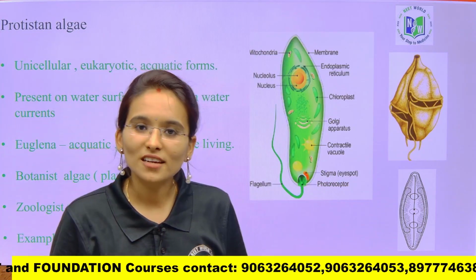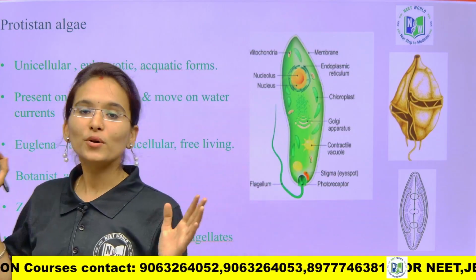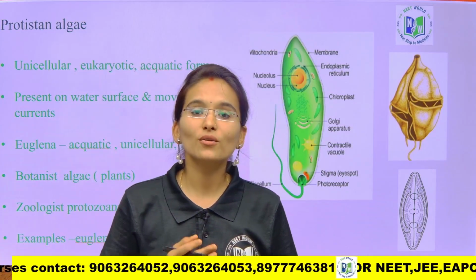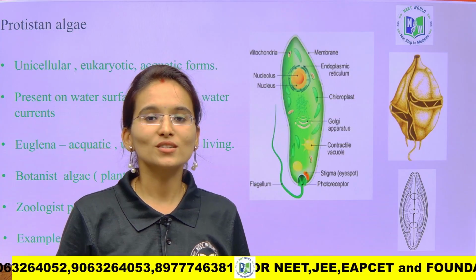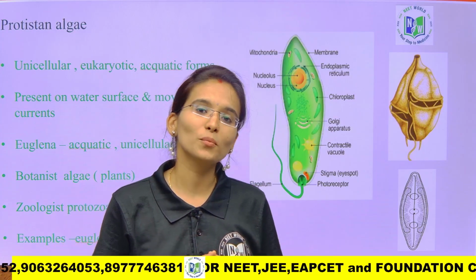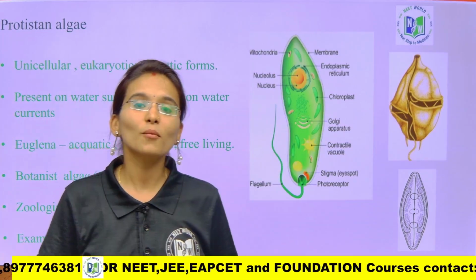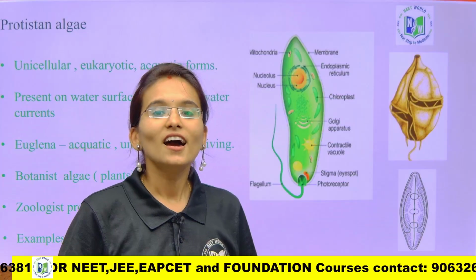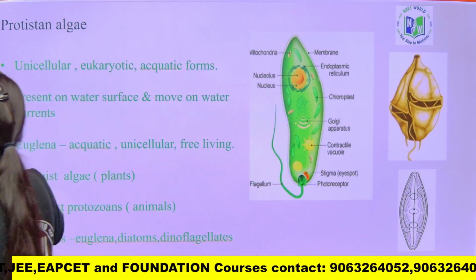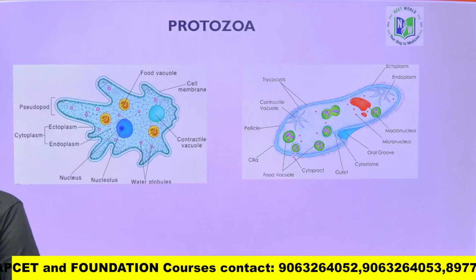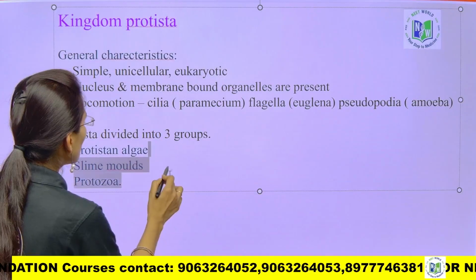First, the kingdom Monera has been completed, and this one is the kingdom Protista. In the next upcoming session, we are going to learn about the slime molds and protozoans. So, this is also one of the most important topics, students. Under the Protista only, we are going to learn about the Protistian algae, next the slime molds, as well as the protozoans. So, these are the three groups which are divided under the kingdom Protista only.